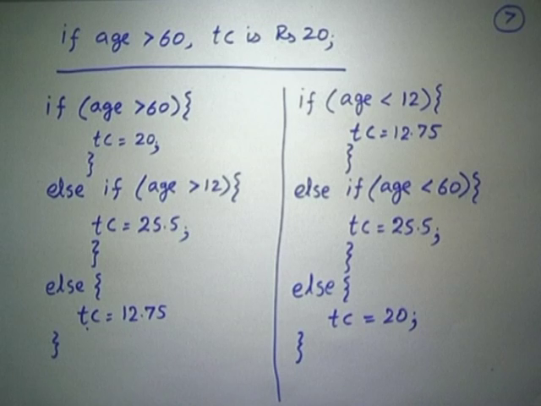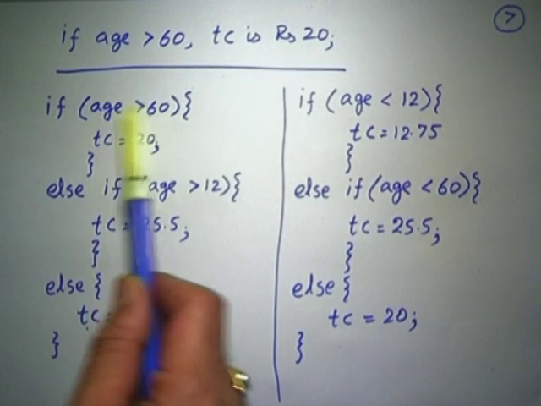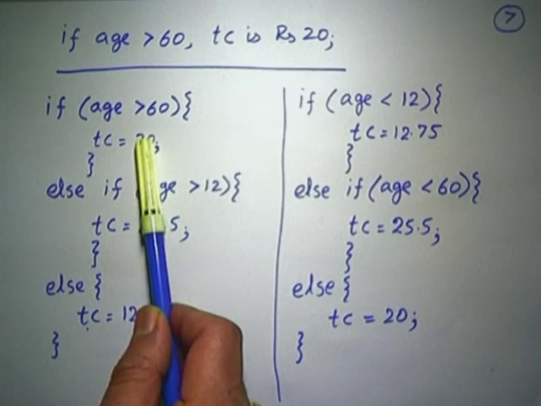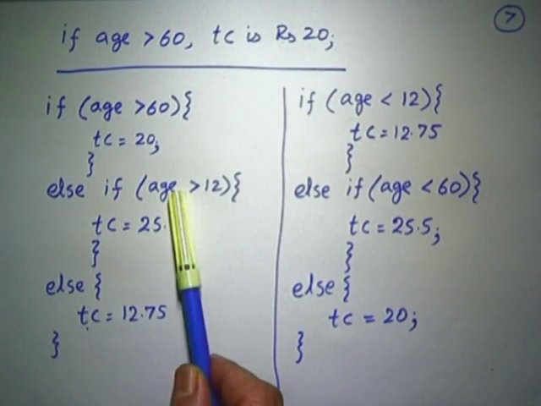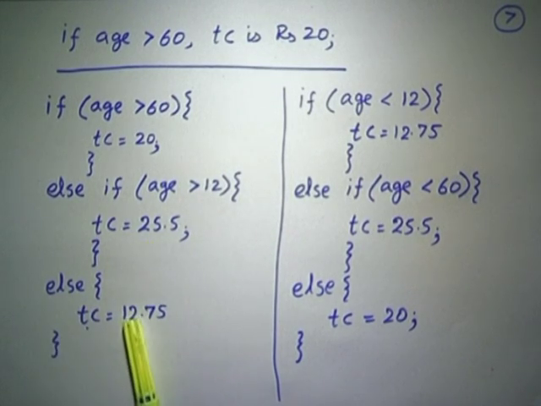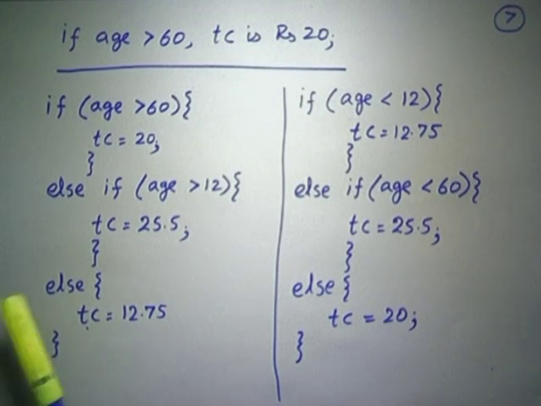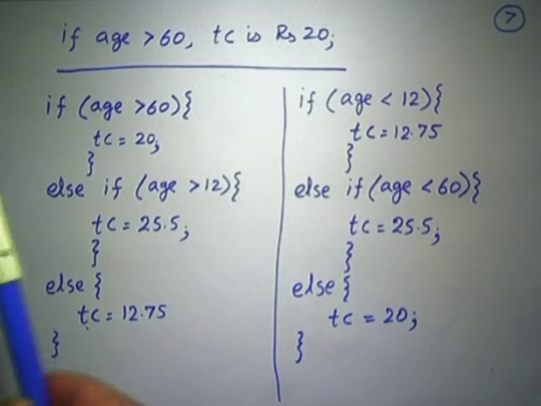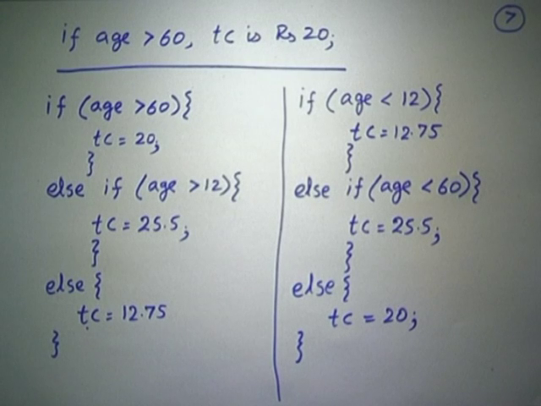Let's imagine that a child is traveling. Age is 8 years. I come here. Is age greater than 60? No. This will not be executed. Else, is age greater than 12? No. This will also not be executed. So TC will be 12.75. Looks like working correctly. But to completely test my program, I must execute it for all possible boundary values.